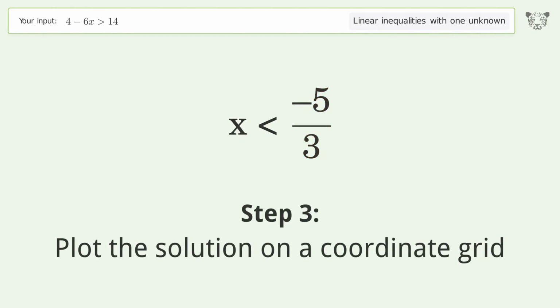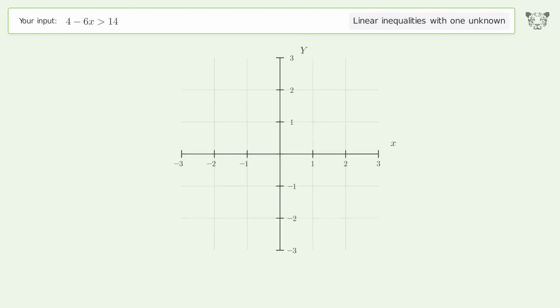Plot the solution on a coordinate grid. And so the final result is x smaller than -5/3 smaller than -12/3.